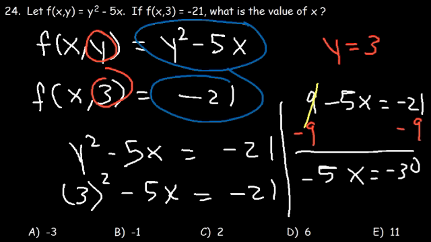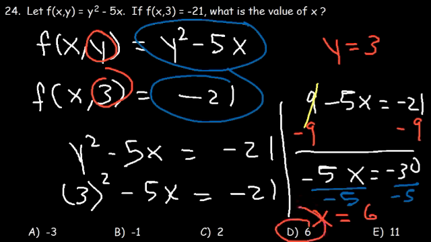And so we're going to divide both sides by negative 5. So therefore, negative 30 divided by negative 5 is equal to positive 6. And so D is the right answer for this problem because that's all we're looking for. We just want to know what is the value of x.